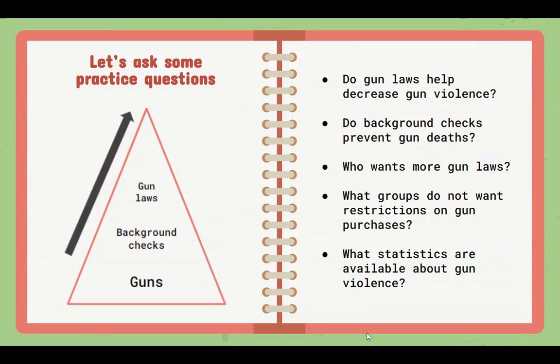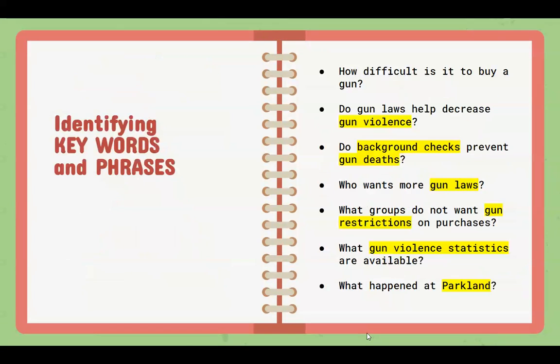Let's take a look at how I map this out. Here are some questions. Do gun laws help decrease gun violence? Do background checks prevent gun deaths? Who is it that wants more gun laws? What groups don't want restrictions on gun purchases? And what are the statistics? These questions are going to guide my searches in our library databases.